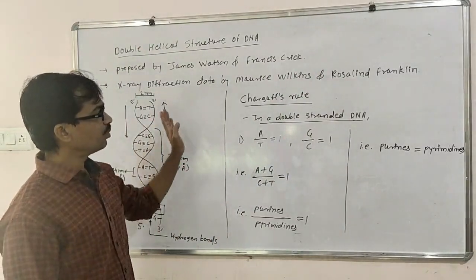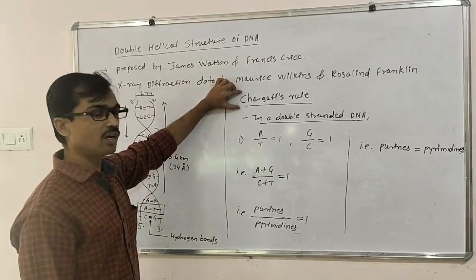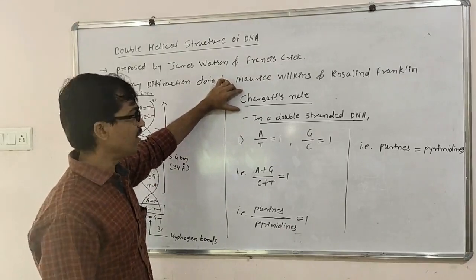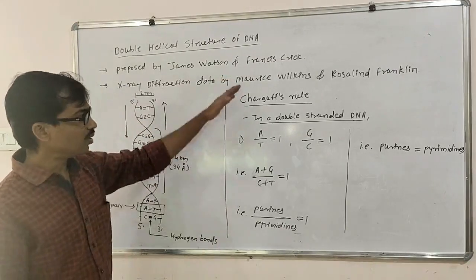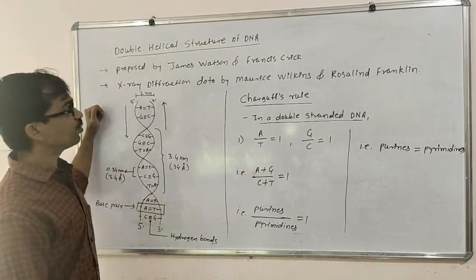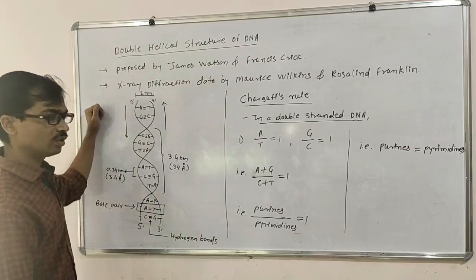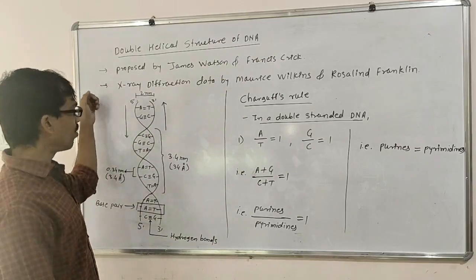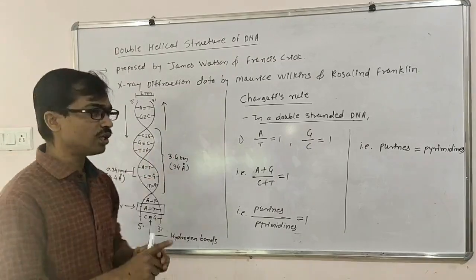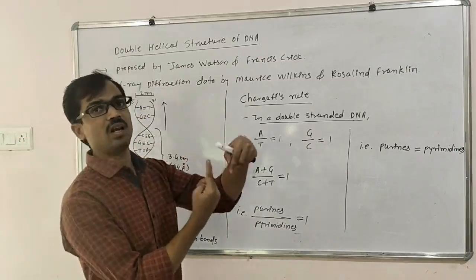They were also helped by the observations of Erwin Chargaff and the rule of Erwin Chargaff for the double-stranded DNA. We will talk about that rule later on, but we will first see the structure which was proposed by Watson and Crick, the DNA double helical structure. So according to the double helical structure model, the DNA is made up of two strands, and the two strands are coiled over each other in helical fashion.